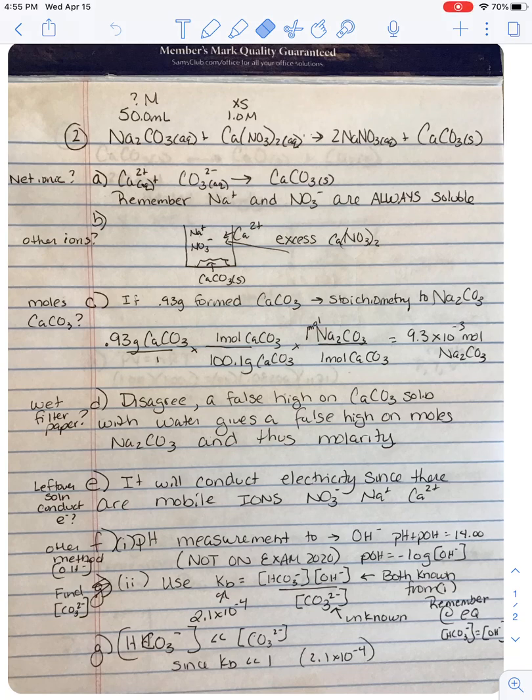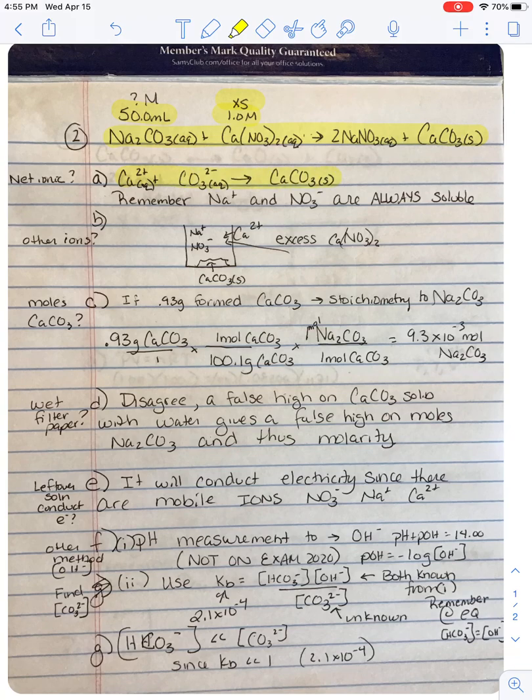Hey guys, I wanted to talk about section 3, question number 2. I got a question for that, and thank you for submitting that. This is the one where they give you this equation right here, and they told you it was 50 mLs of the sodium carbonate and then an excess amount of the calcium nitrate. First they asked you the net ionic equation, which I know most of you guys know how to do.